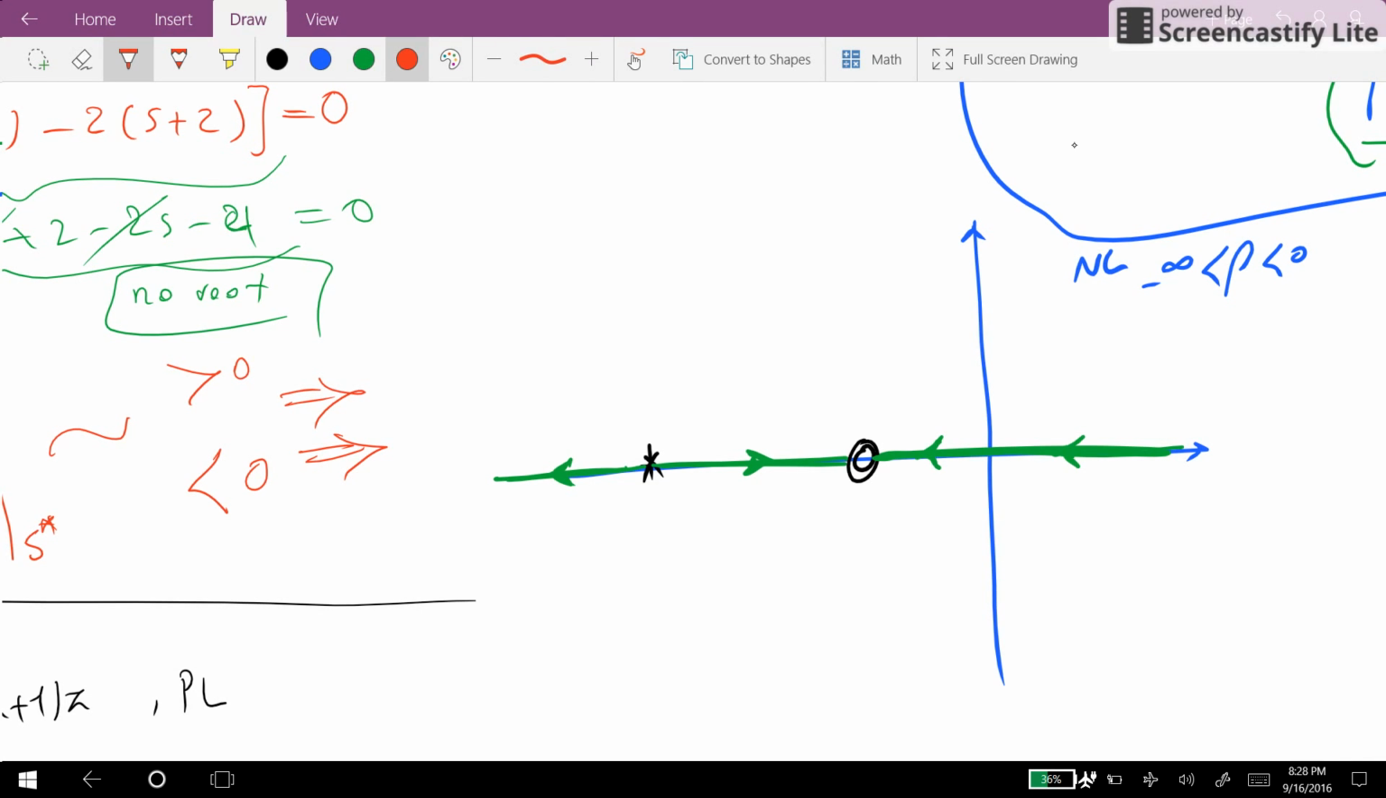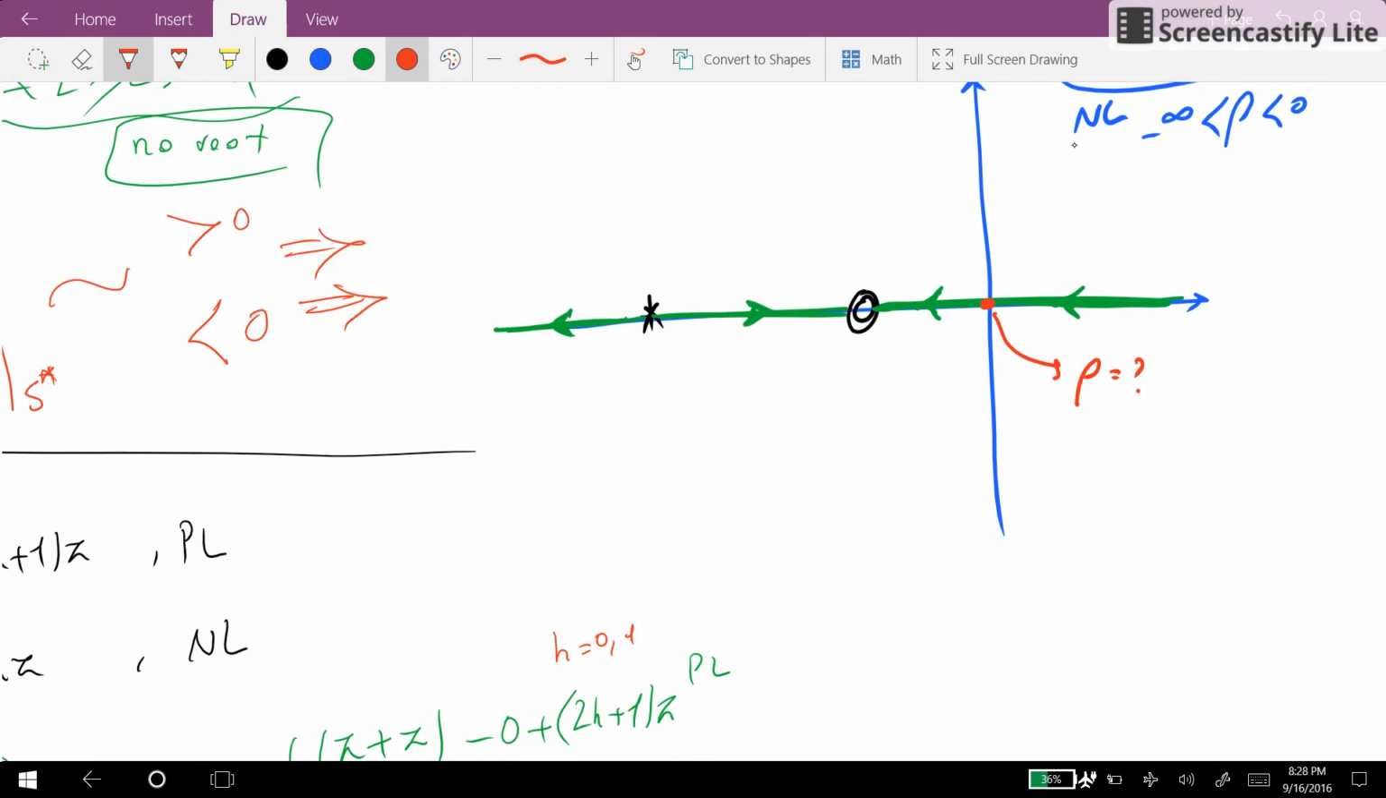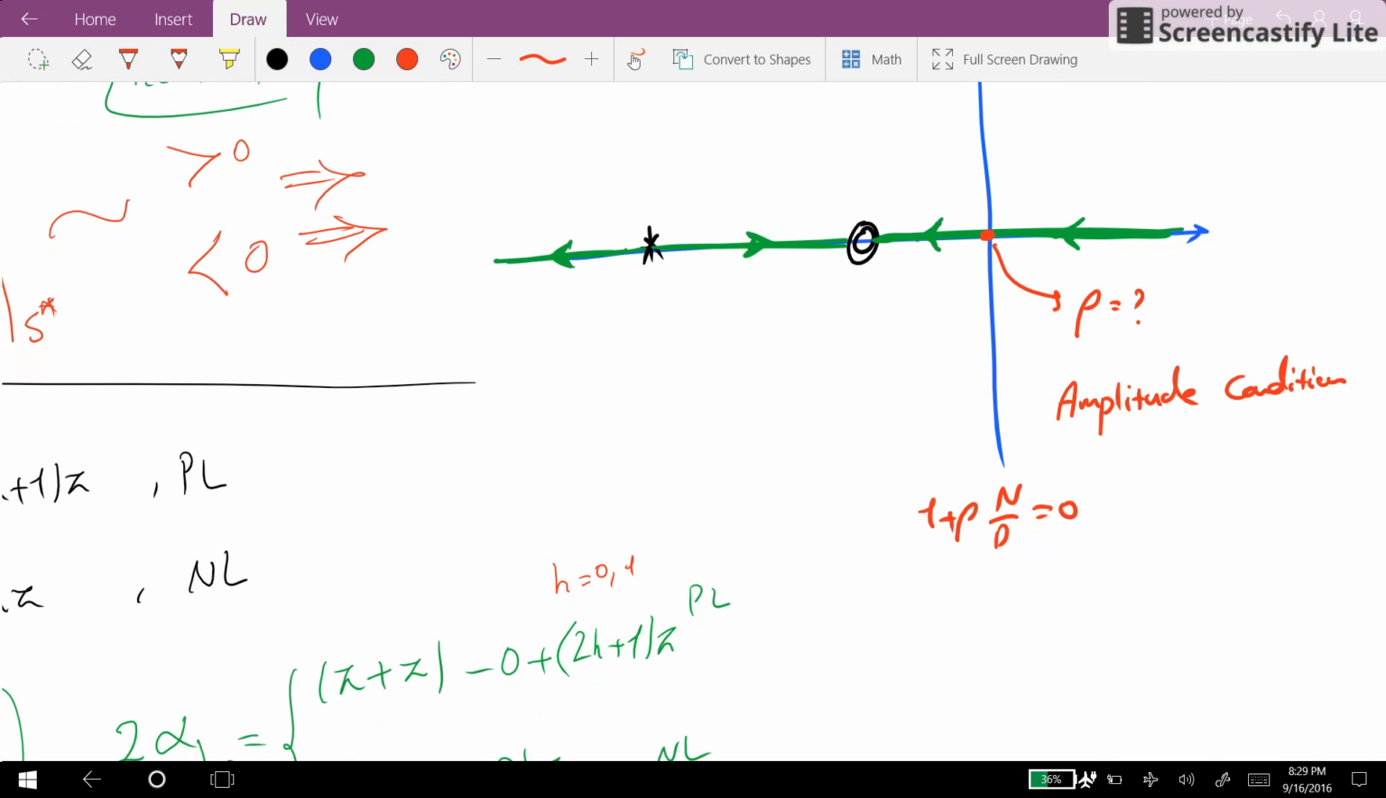So one important point here is when the branch crosses the origin that we have here. So what's the value of rho here? We can just determine the value of rho by using the amplitude condition for the root locus. So we know 1 plus rho times n over d is equal to 0, or in other words, n over d is equal to minus 1 over rho.